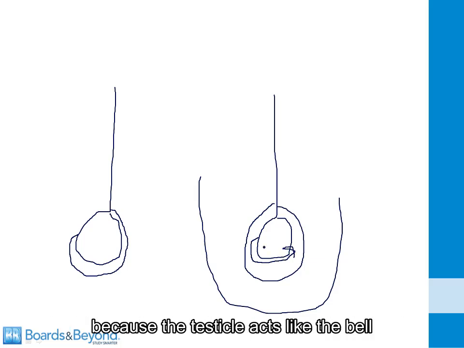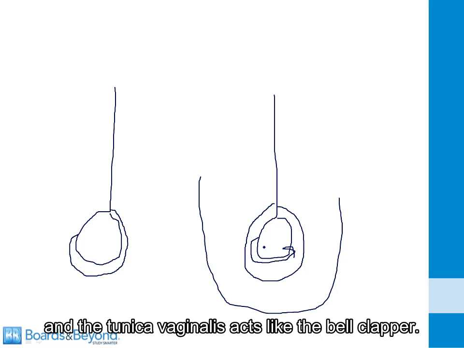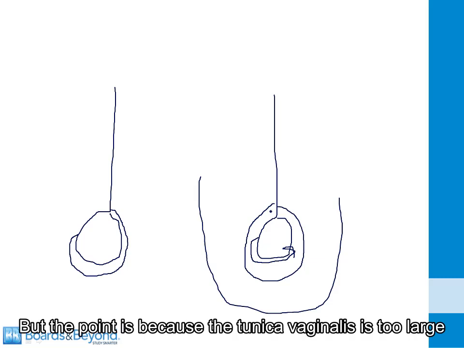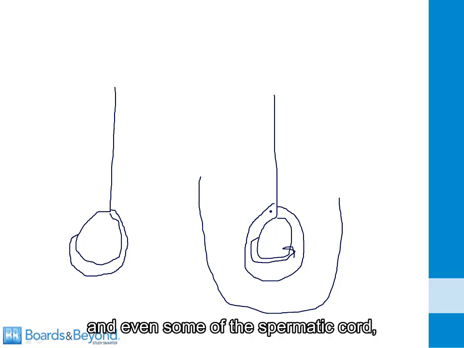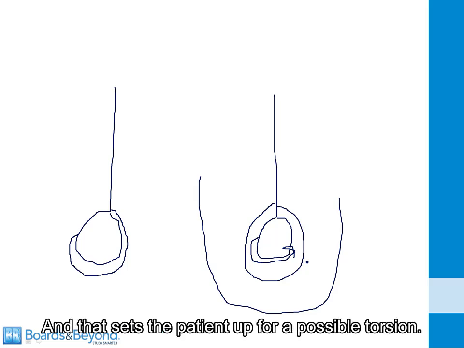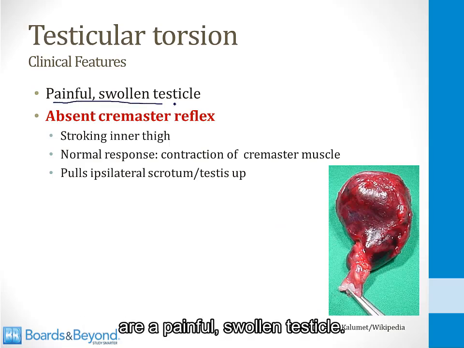deformity, because the testicle acts like the bell of a bell in a tower, and the tunica vaginalis acts like the bell clapper. But the point is, because the tunica vaginalis is too large and covers too much of the testicle and even some of the spermatic cord, it prevents attachment to the scrotum, and that sets the patient up for a possible torsion. The clinical features of testicular torsion are a painful, swollen testicle.